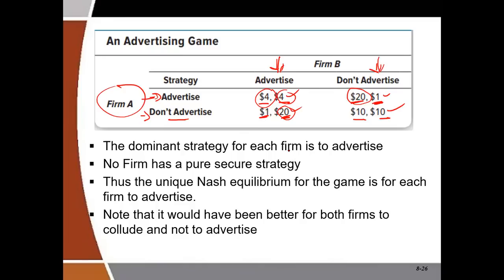Now, when those dominant strategies meet, then we will have the Nash equilibrium, right? So the Nash equilibrium is to advertise and advertise. Okay. All right.